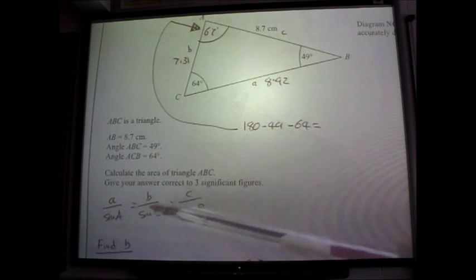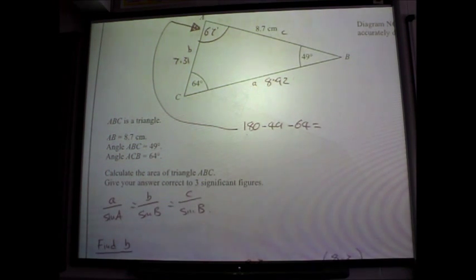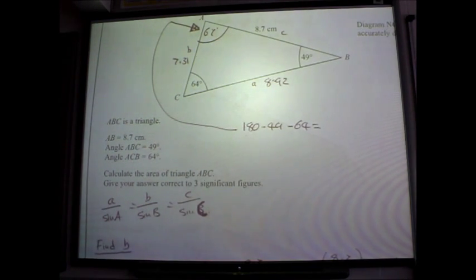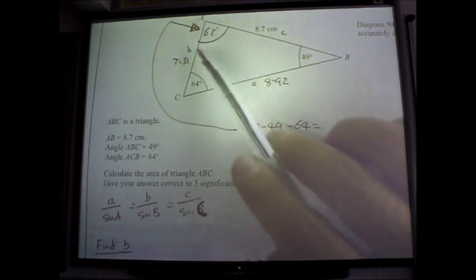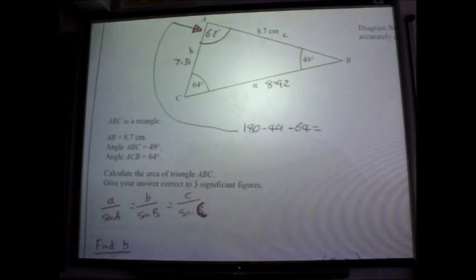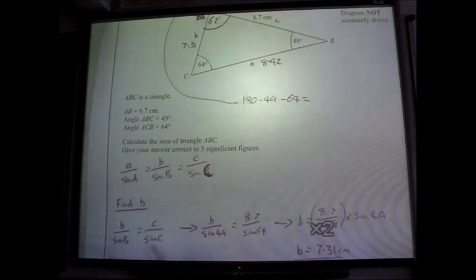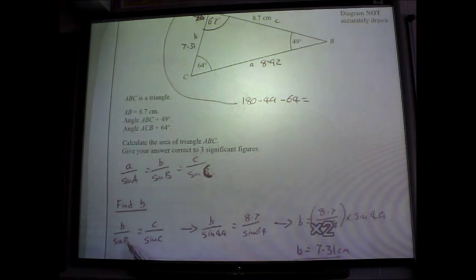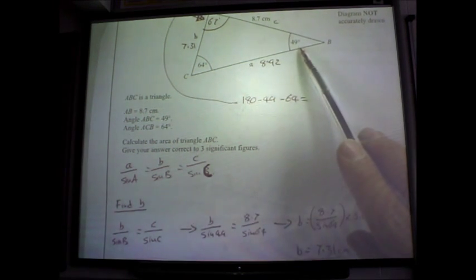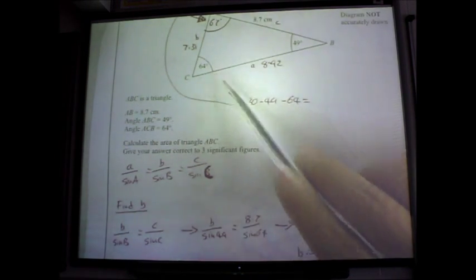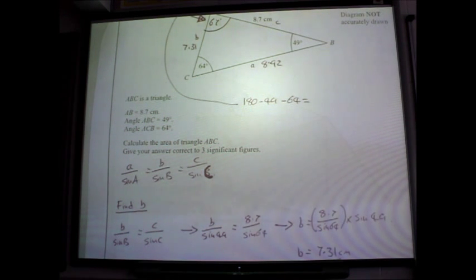A over sine A equals B over sine B equals C over sine C. First of all, we're going to find length B over here, and we can do that by using B over sine B equals C over sine C, because we're trying to find B. We know what sine B is because it says so here, it's 49 degrees. We know what C is because it says so there, and we know what sine C is because it says so there. So that's why we know where 8.7 comes from and sine 64. It's C over sine C.